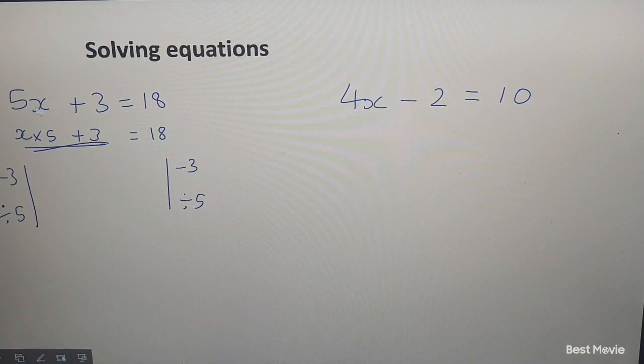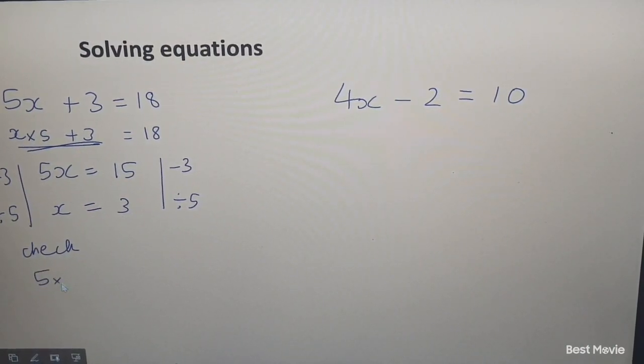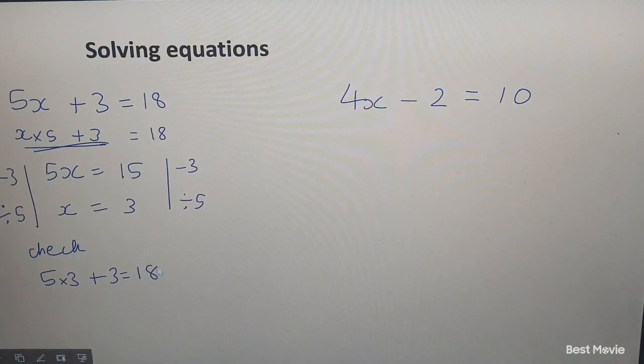So 5x plus 3 take away 3 is 5x. 18 take away 3 is 15. 5x divided by 5 is 1x. And 15 divided by 5 is 3. So your check is 5 times 3 plus 3 is equal to 18. So that is correct.